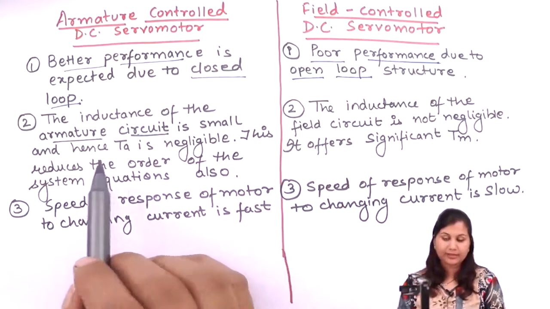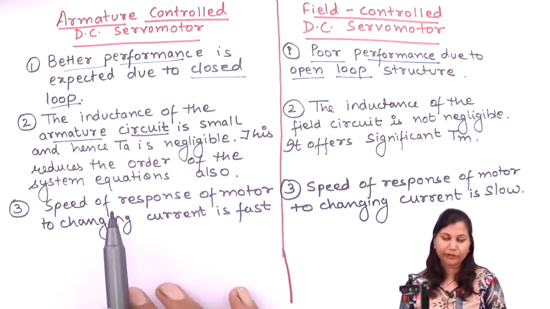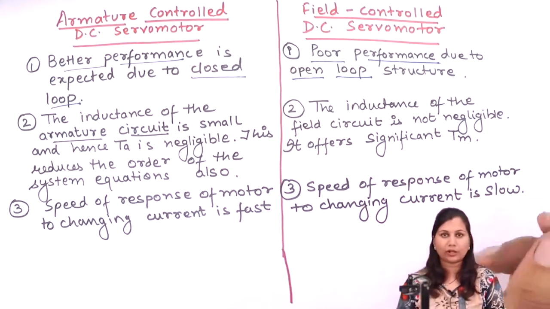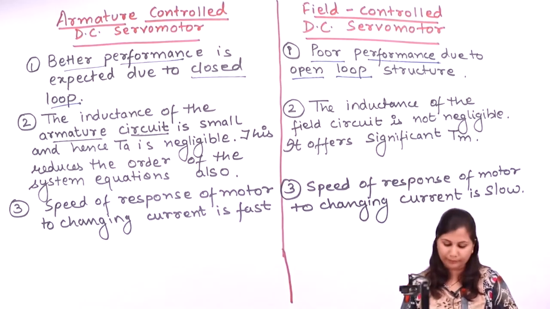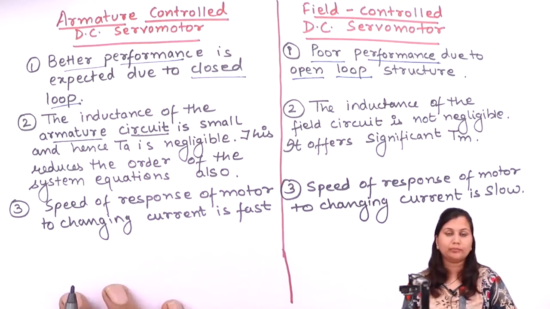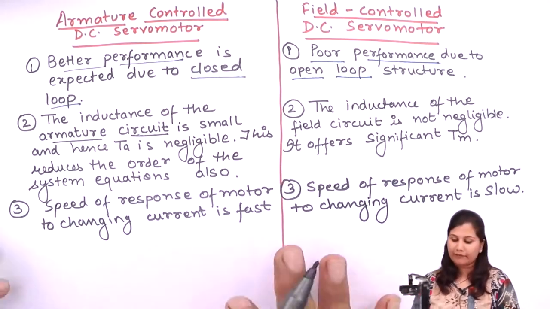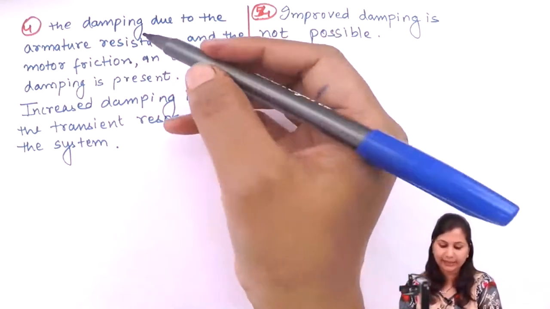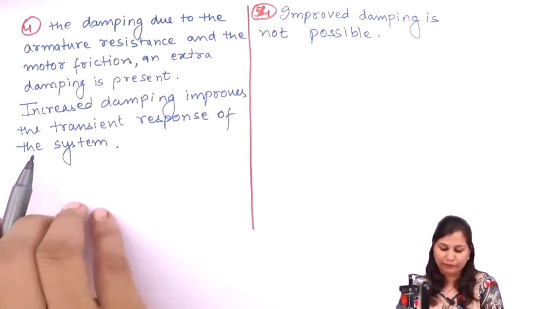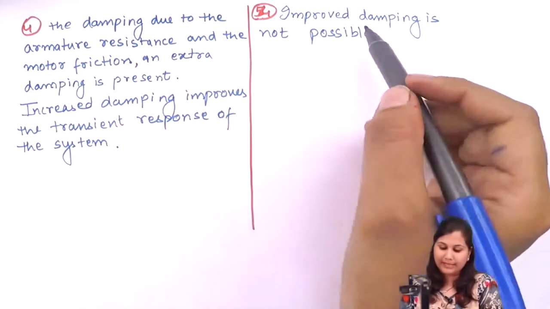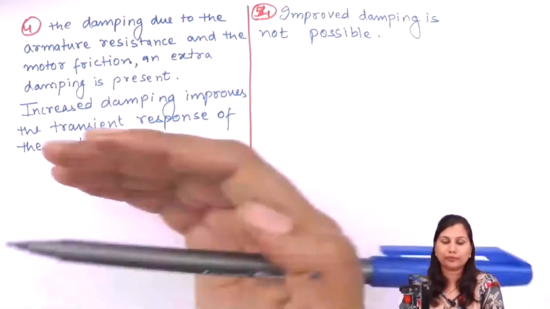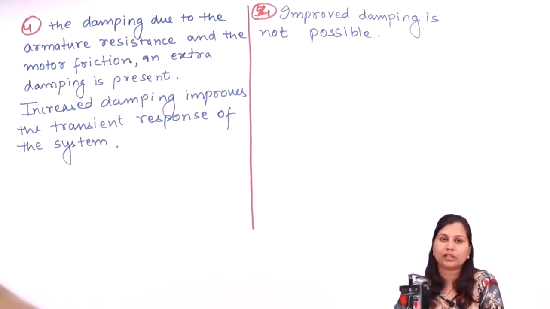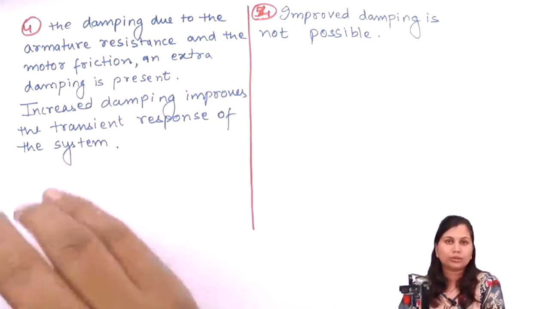Now the inductance here is small and therefore the torque is negligible, so it will reduce the order of the system equations. Whereas in the field control DC servo motor, inductance is not negligible, so it will offer significant torque. The third is that the speed of response of the motor to the changing current is fast, whereas in field control the speed of response is slow. And the last difference is that in armature we have increased damping, so it will improve the transient response of the system, whereas in field control the damping is not improved and there is no criteria to improve the damping in it. So these were the differences between the armature controlled DC servo motor and field controlled DC servo motor.